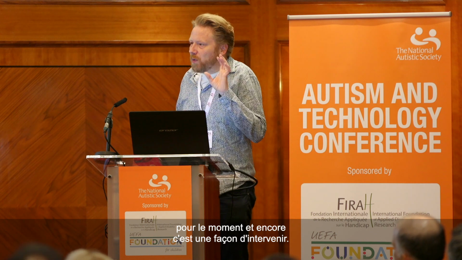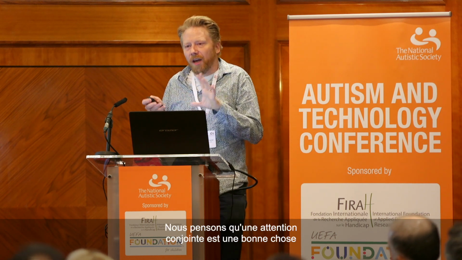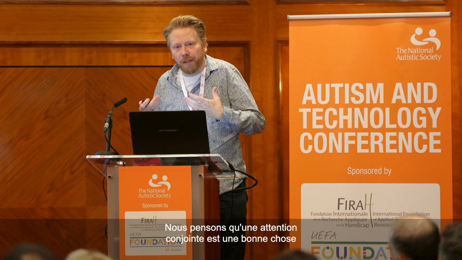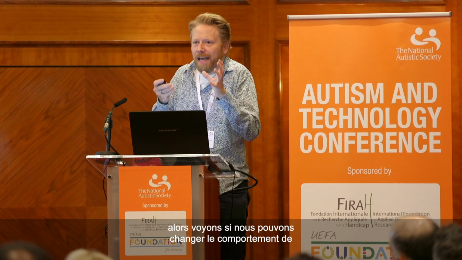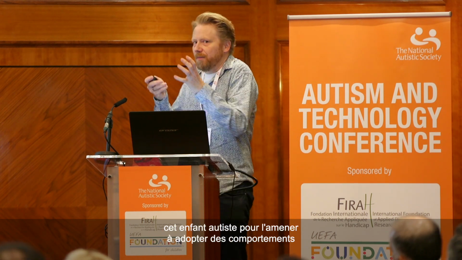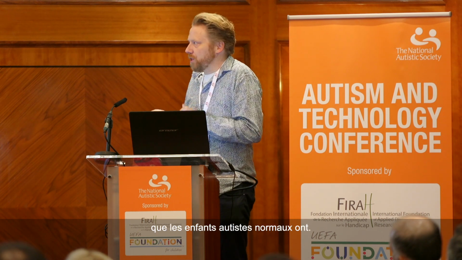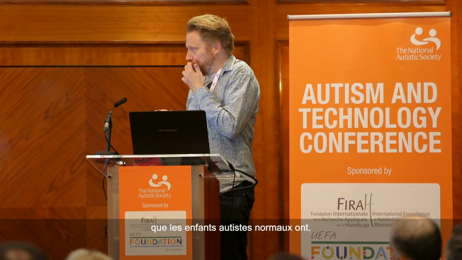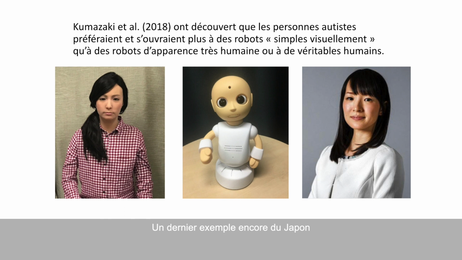And again, it's a way of intervening to say, okay, we think joint attention is a good thing, so let's see if we can change the behaviour of that autistic child to make them engage in behaviours that non-autistic children engage in. A final example, again from Japan, was putting autistic young people in front of one of these three, and they were asking questions to see how much the autistic person responded.